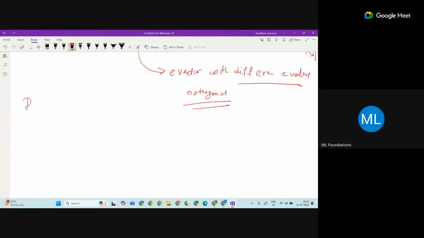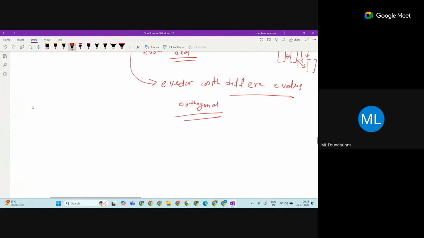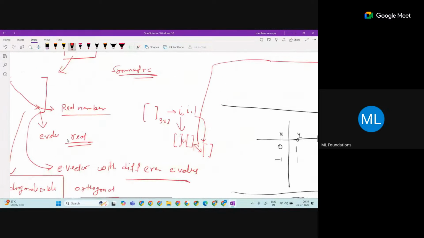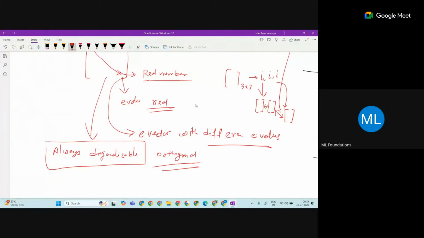The Hermitian matrix is always diagonalizable. Even if the eigenvalues are repeated, you will still get three linearly independent eigenvectors. In that case your matrix is always diagonalizable, right?